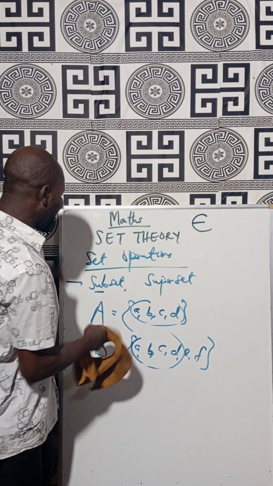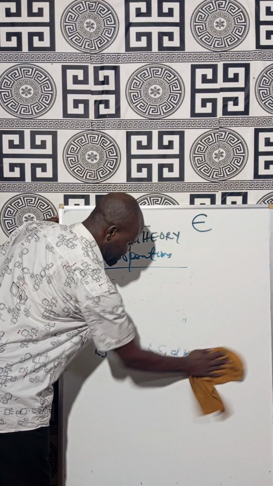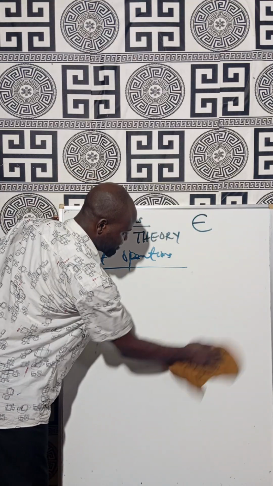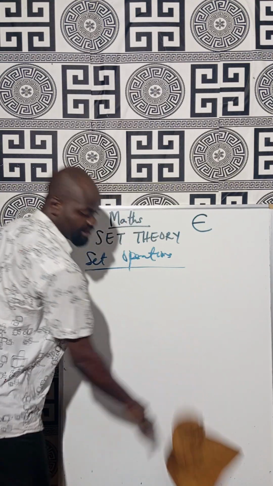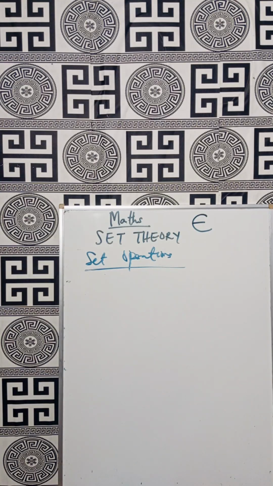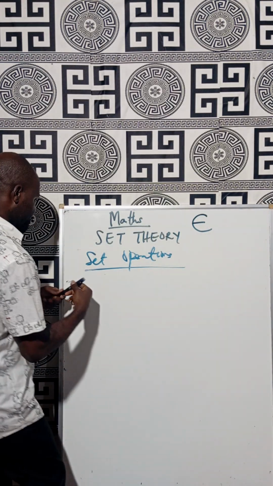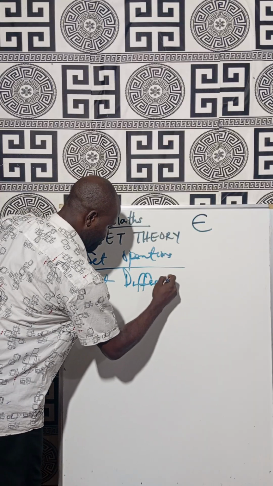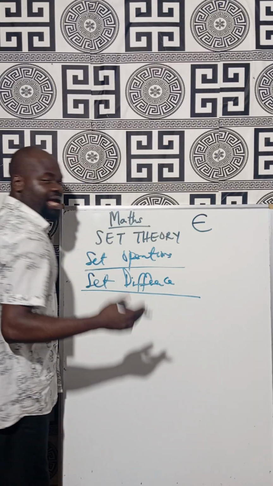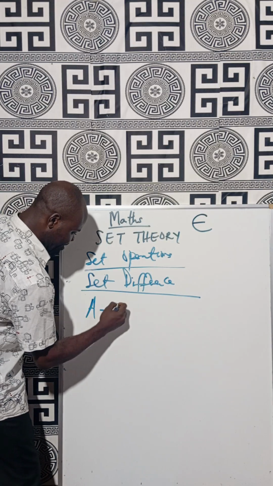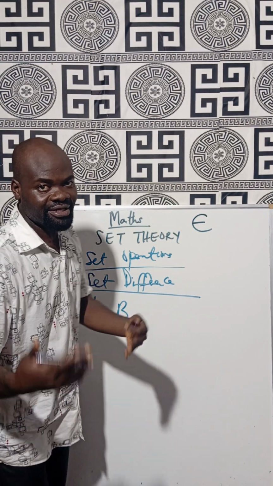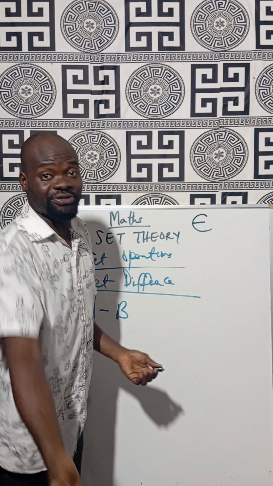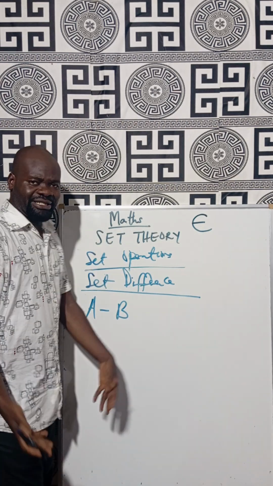Okay. Having known that, let's look at set difference. Yes, set difference. Let's look at what? Set difference. Okay? Now, if I have A minus B, of course, difference means there will be a negative, like a subtraction sign. A minus B is very simple.